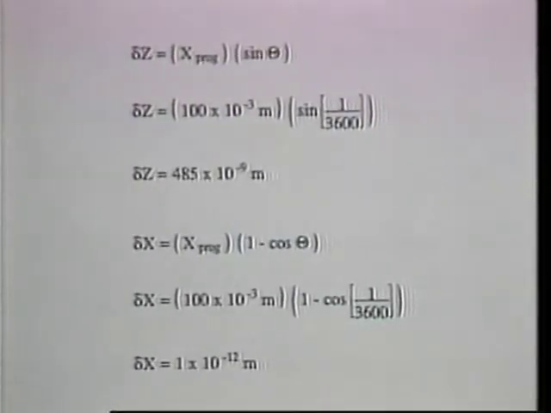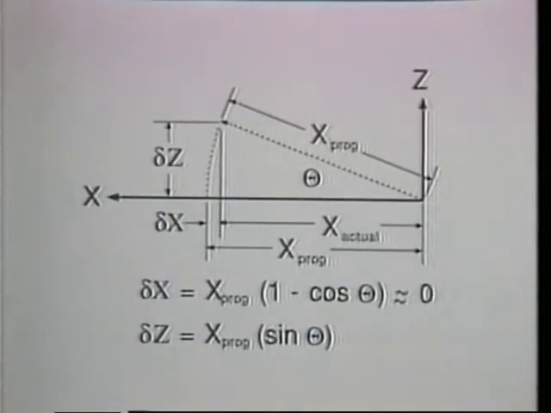Consider this example. If the actual angle varied from 90 degrees by 1 arc second, an x-axis position of 100 millimeters would be accompanied by 485 nanometers of z-axis position error. For comparison, the x-axis position error would be only 1 picometer. Again, this is because the z-axis error is the product of the programmed x position and the sine of the squareness error angle, while the x-axis error is the programmed x position minus the product of the programmed x position and the cosine of the squareness error angle.